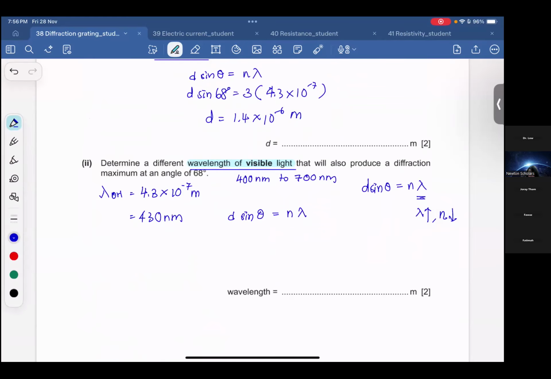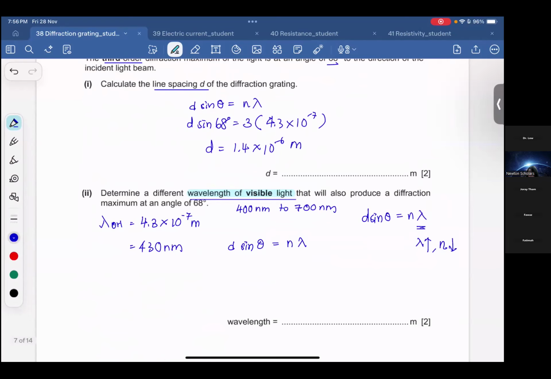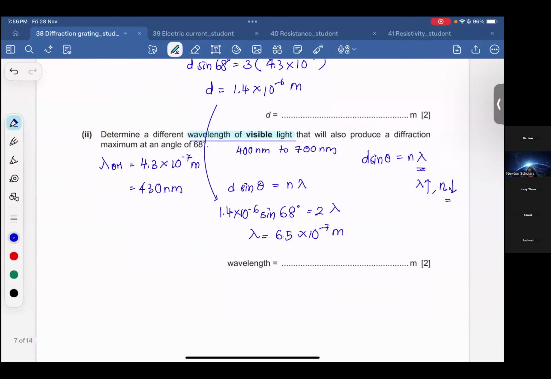So here, d is what we calculated just now. For this question we will use 1.4 times 10 power of negative 8, and sine 68 equals to your n wavelength. And we should get n less than 3, so we can use 2. Calculate the wavelength. If you do it correctly, you should get 6.5 times 10 power of negative 7 meter.